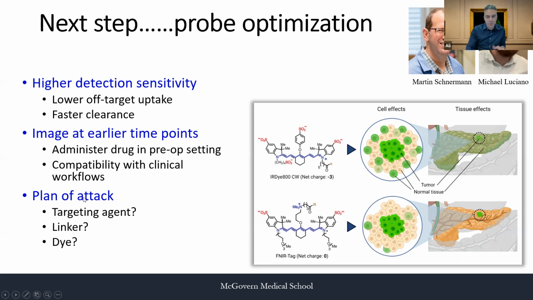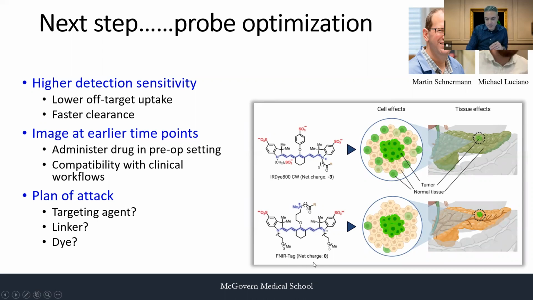So the question really became, what are we going to change? Do we tweak something on the targeting agent? Do we think about the linker or the dye? Very fortunately, I ran into a very important colleague now, Martin Schneerman, whose lab at NIH develops custom near-infrared dyes. I ran into him at a WMIC meeting. He had developed this new dye called FNIR-Tag.